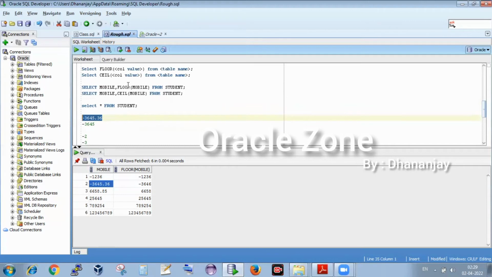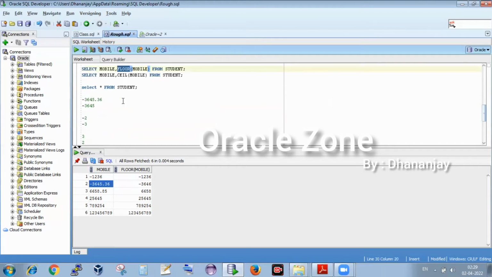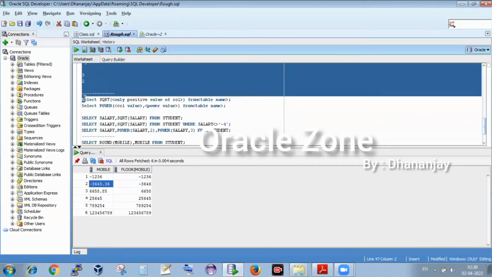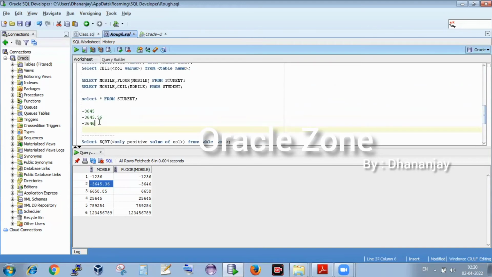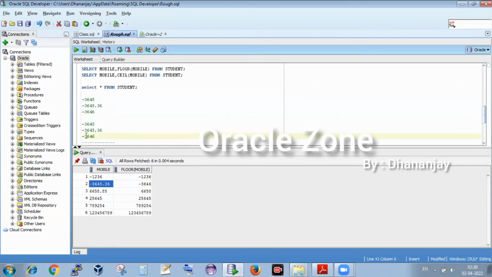But floor will reflect lower values. So what will the lower value be for this? It will be minus 3646. You can put it like this. This is the highest value. This is our main value. This is our lowest value. Okay, if you are considering the negative sign. But if you are considering the positive sign, it will be the reverse.